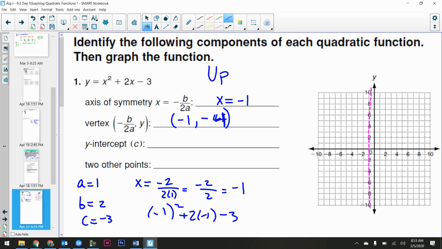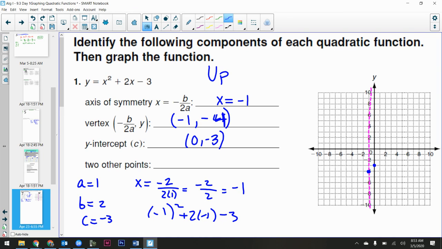If you got anything else other than -4, you put it into your calculator wrong. Okay? Now, let's plot that point, -1, -4. Where's our y-intercept? This is the new thing for today. It's -3. I'd like us to even go so far as to say 0, -3. And we plot that. Remember, the y-intercept is on the y-axis.